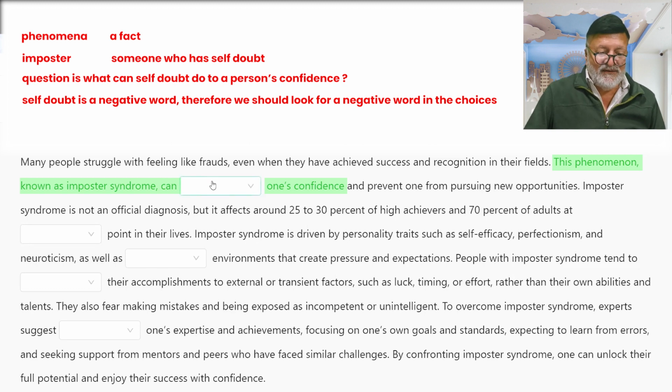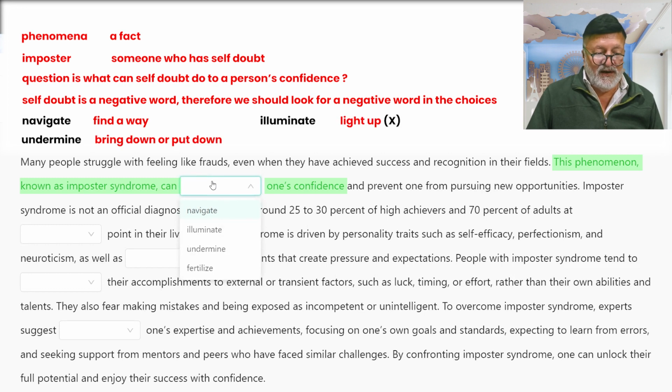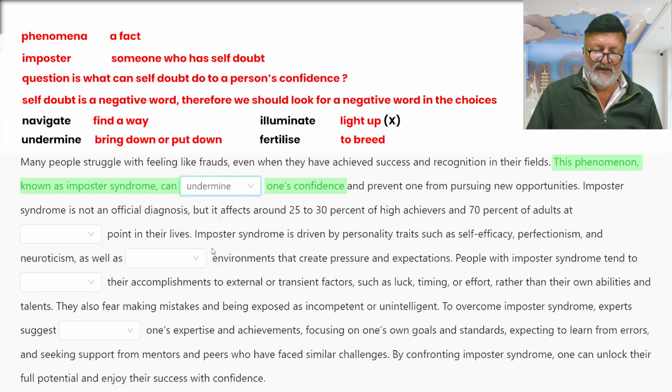The choices are navigate, which means find a way, illuminate, which means light up, undermine, which means bring down or put down, and fertilize, which refers to breeding. Now, illuminate can be crossed because it is a positive word. Negative one's confidence and fertilize one's confidence do not make any sense. Therefore, the right answer is undermine because it is a negative word and can bring down one's confidence.